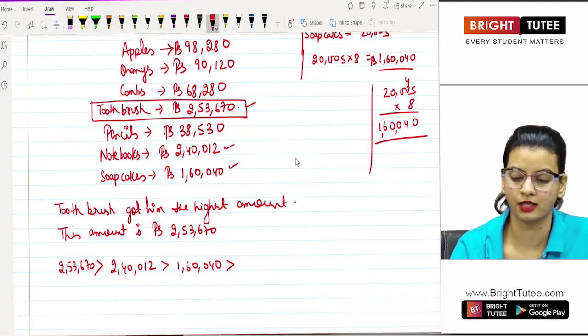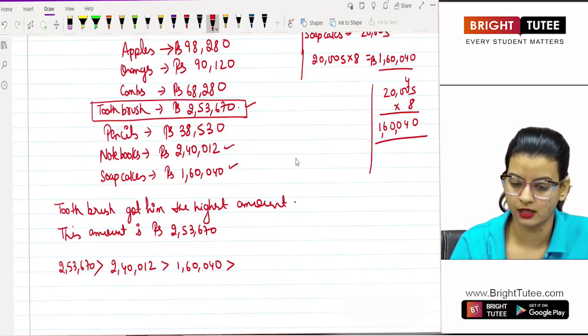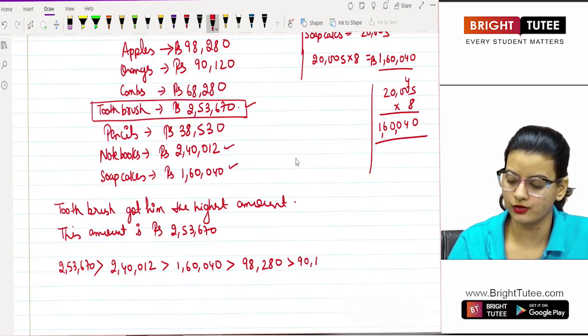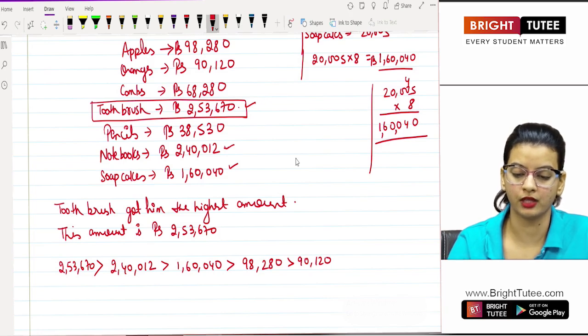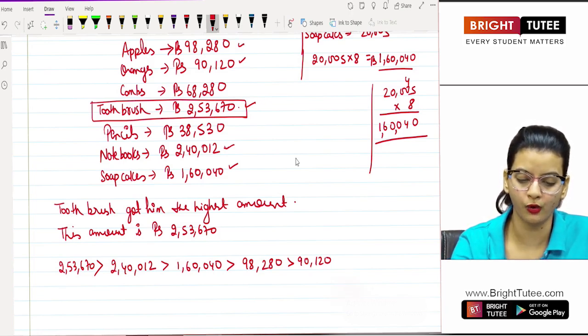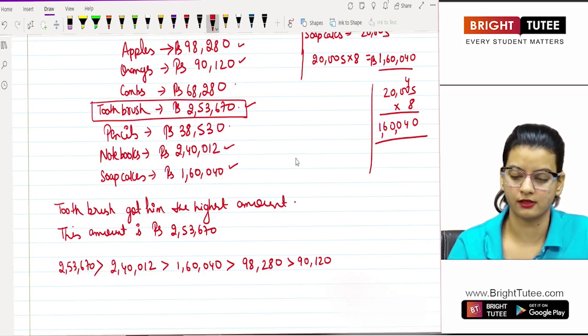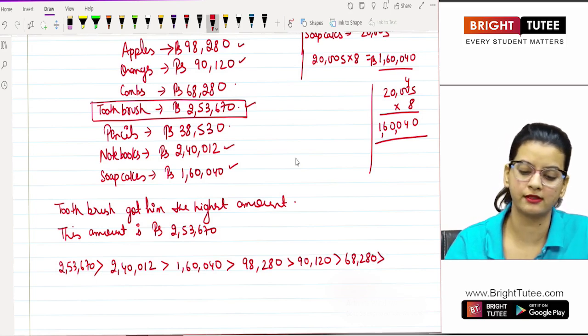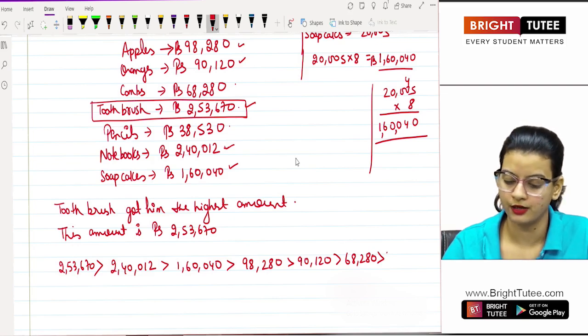So after toothbrush, notebooks and soap cakes are done, now we have the amounts in 10,000s. So next is apple, which is 98,280. Then next is oranges, which is 90,120. So apples and oranges are done. Now we are left with combs and pencils. Comb earned him 68,280 and pencils earned him the least, that is 38,530.